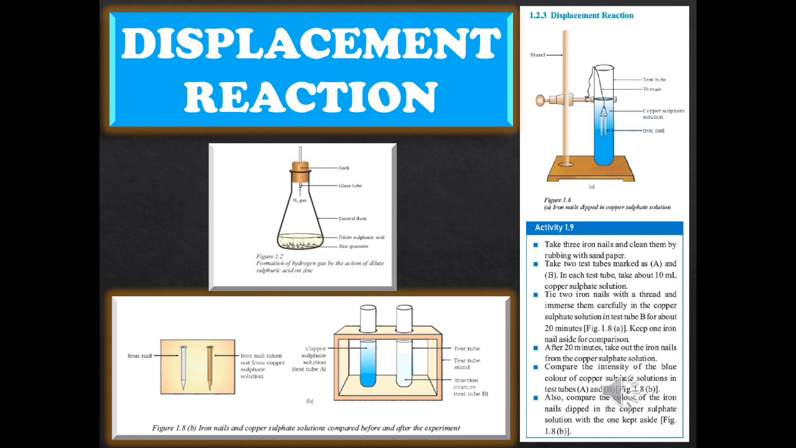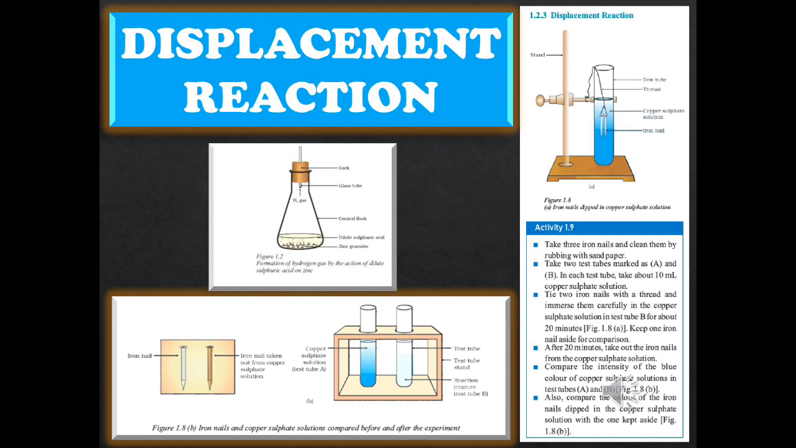One more displacement reaction you can observe here, that is iron nails dipped in copper sulfate solution. An activity follows. Take 3 iron nails, clean them by rubbing with sandpaper. Take 2 test tubes marked as A and B. In each test tube, take 10 ml of copper sulfate solution. Tie 2 iron nails with a thread and immerse them carefully in the copper sulfate solution in test tube B for about 20 minutes. Keep one iron nail aside for comparison.